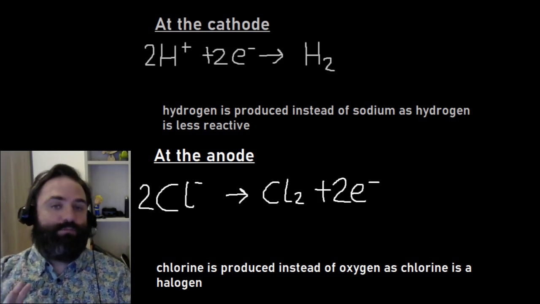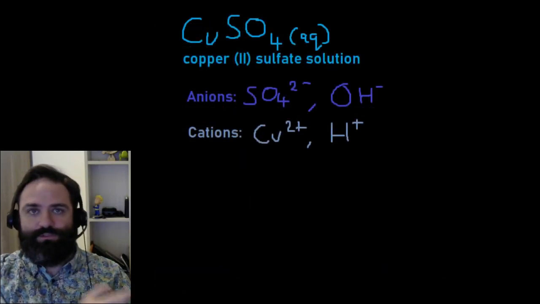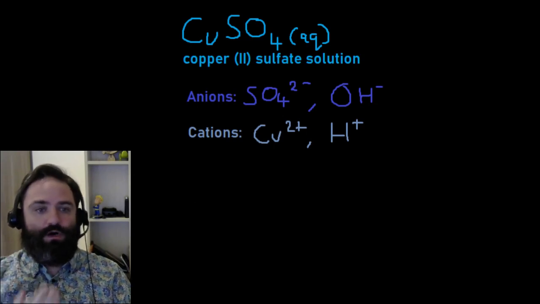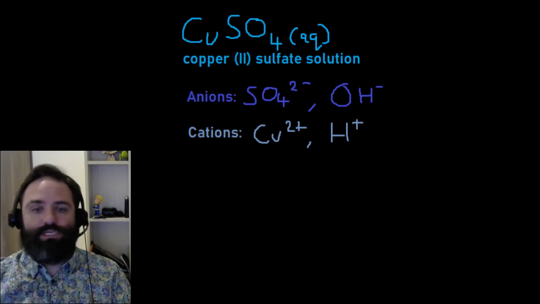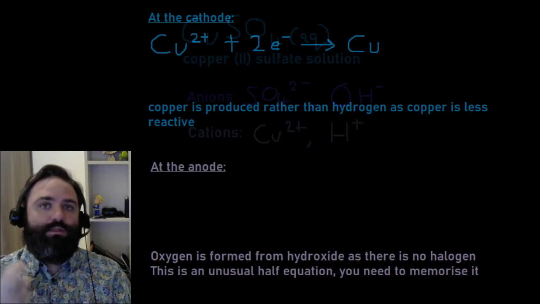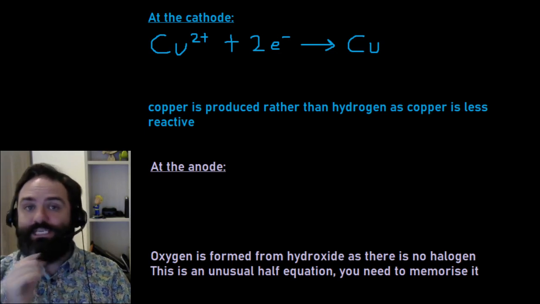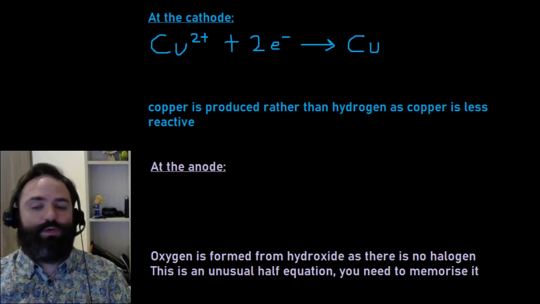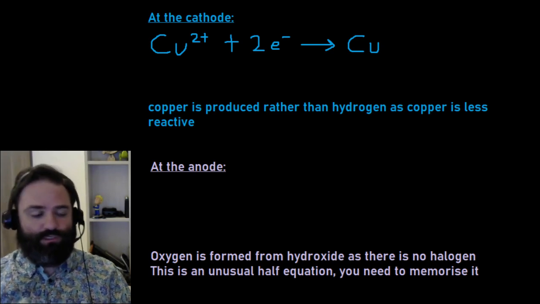Let's take a look at another example to show the different types of half equation. If we electrolyze copper 2 sulfate solution, CuSO4, again it's in solution. The ions present are copper 2+ and sulfate from the copper sulfate, and as usual, because there's water, we get hydrogen and hydroxide from the water. At the cathode, the less reactive of those two elements is copper. Copper is positive, so it needs to gain electrons. This time, it gains 2 electrons to be neutral. So the half equation looks like this. We're adding 2 electrons. Copper is not a diatomic element, so we don't need to balance it that way. Half equation looks like this.